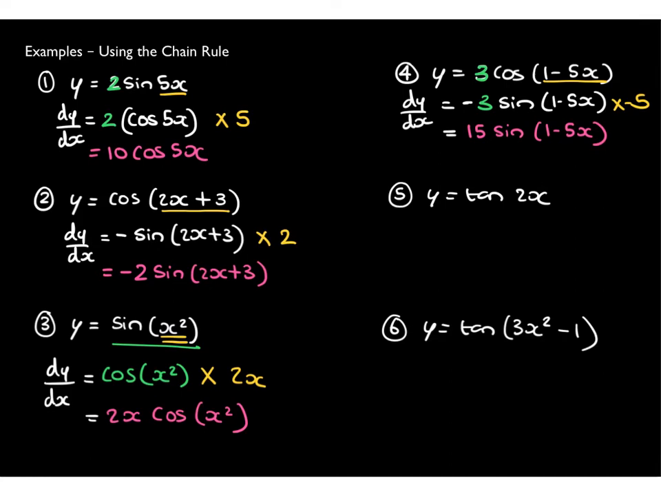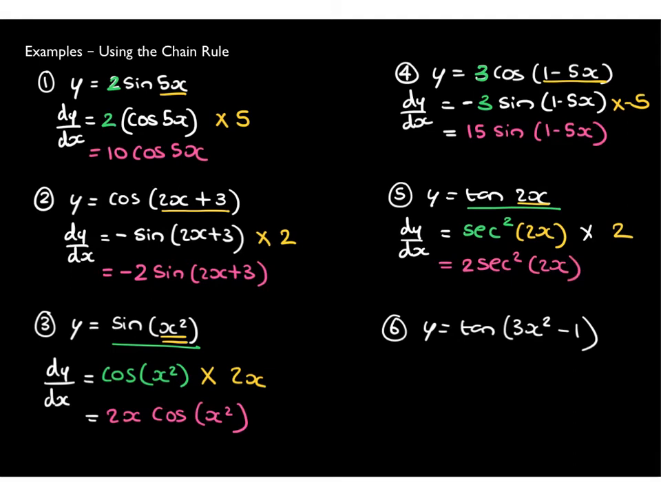Now, the last two examples involve tan. It's an overall tan function with an inner function here of 2x in question 5. We know that tan functions differentiate to sec squared of whatever the inner function is, which is 2x, but we need to multiply by the derivative of this inner function, which is 2. So final answer, 2 sec squared 2x.